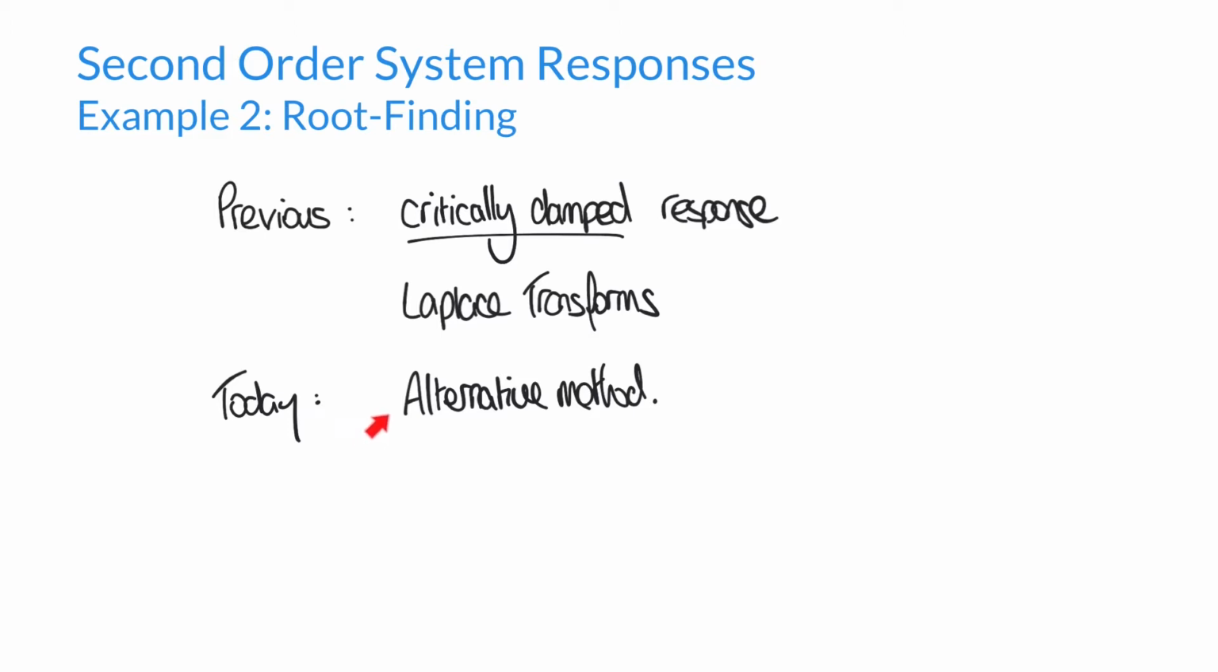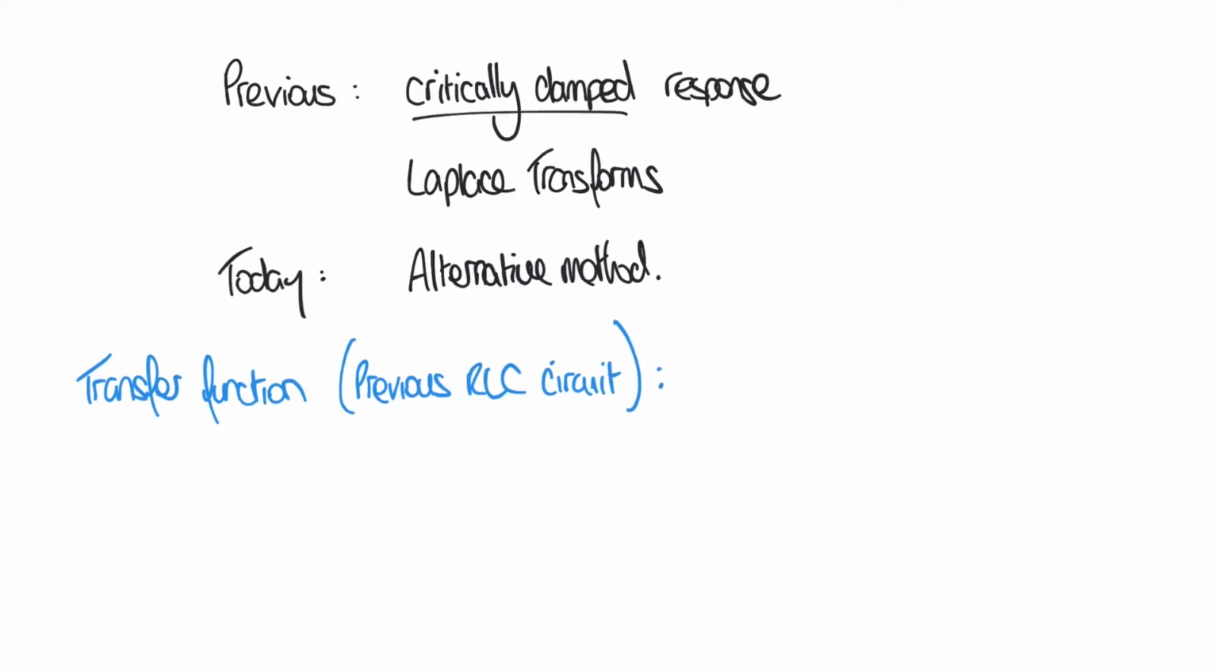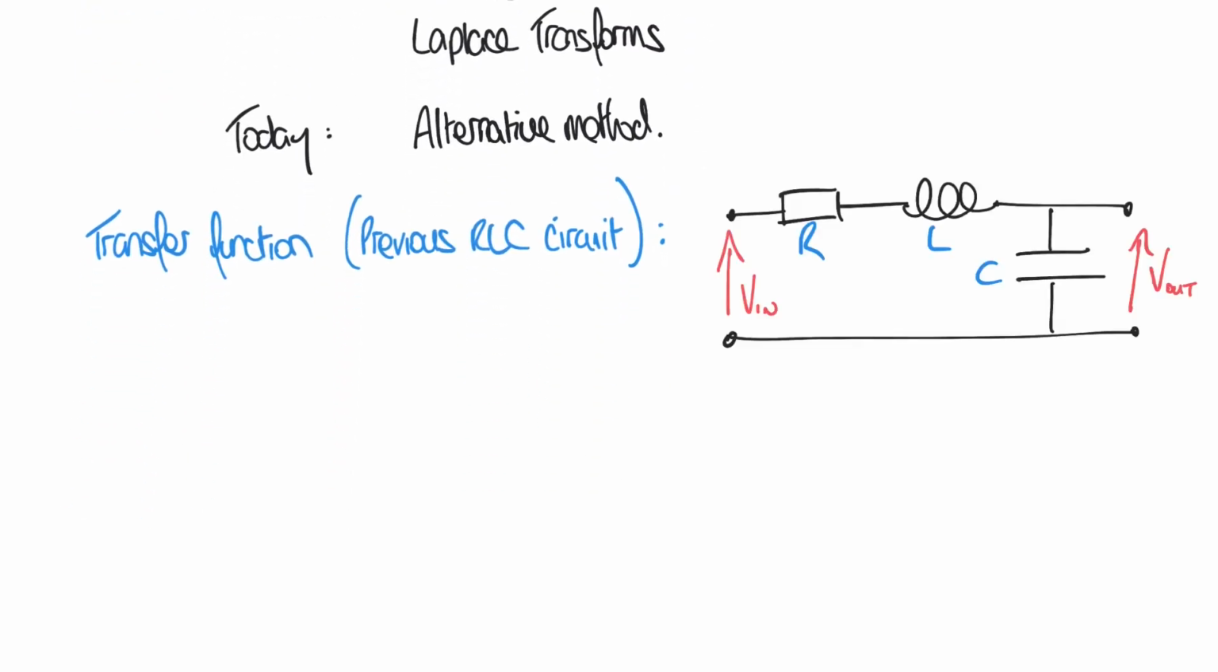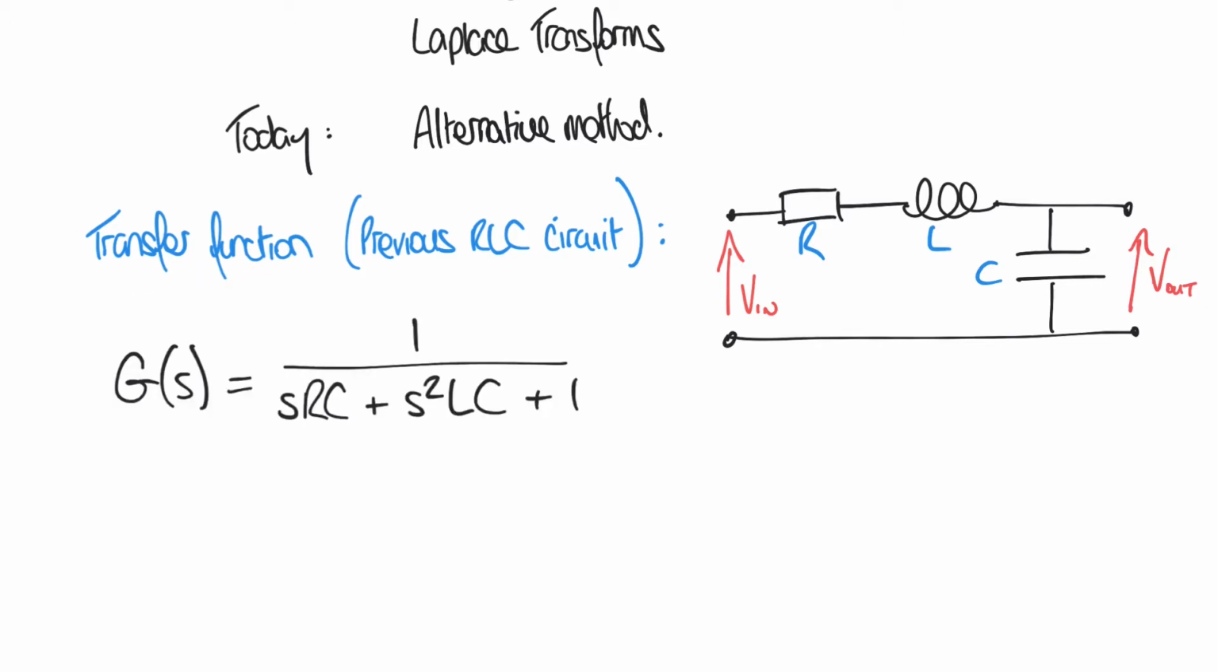So to examine our alternative method that we're going to talk about more in this video, we have to return to the transfer function that we defined for our RLC circuit. And we're going to use the same circuit here as the previous example, where the output of the circuit is the voltage measured across the capacitor. And we previously derived this equation for the transfer function as well. G of S in the S domain is equal to 1 over SRC plus S squared LC plus 1.